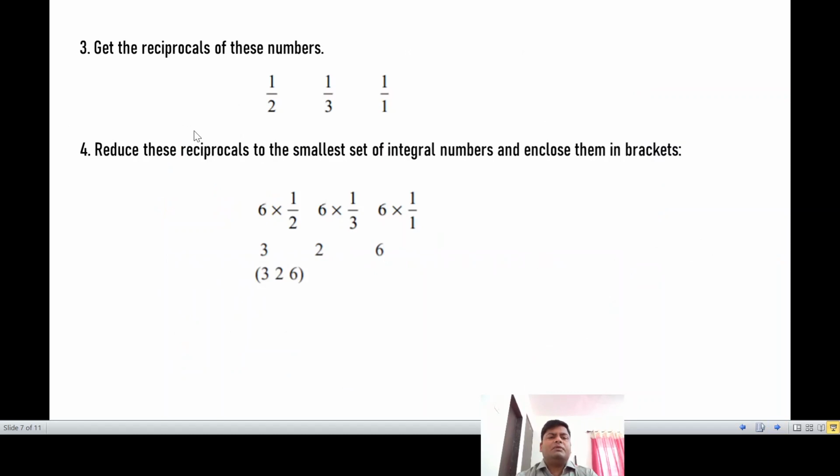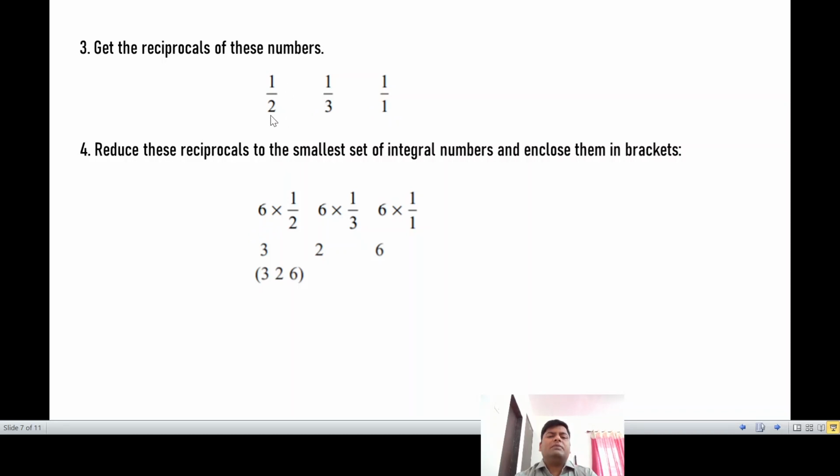In the next step, we have to take the reciprocal of the obtained numbers. So the reciprocal of 2, 3, 1 will be 1 upon 2, 1 upon 3, and 1 upon 1. Then we have to reduce these reciprocal numbers to integral numbers. How can one do that? By multiplying by the least common multiple. After multiplying this with the reciprocals, we will get integers. The LCM of 2, 3, 1 is 6.